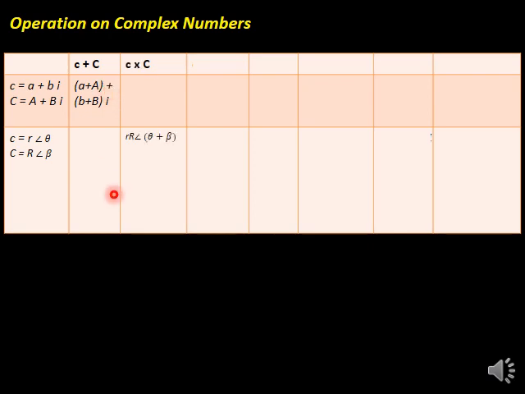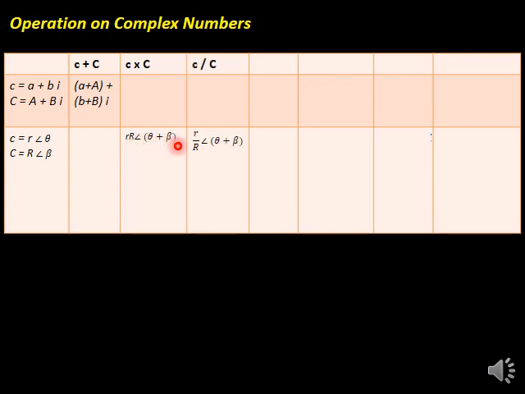Now, to multiply two complex numbers, like c times C, it is most convenient to write the complex numbers in polar form, because in polar form we have a simpler formula: the product of the moduli, and the angle is the sum of the arguments.